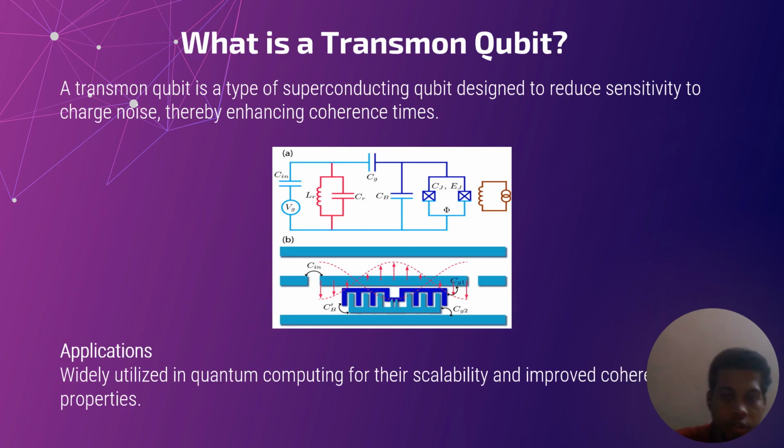Now, what is a Transmon qubit? In simple language, a Transmon qubit basically consists of a Josephson junction shunted by a large capacitance, which forms a nonlinear LC circuit. This design minimizes charge noise sensitivity, making transmons more stable and reliable for quantum computations. Transmon qubits are widely utilized in quantum computers for their scalability and improved coherence properties.